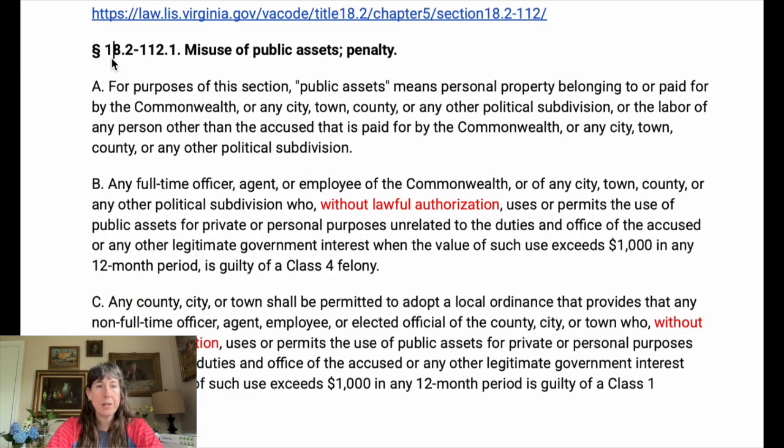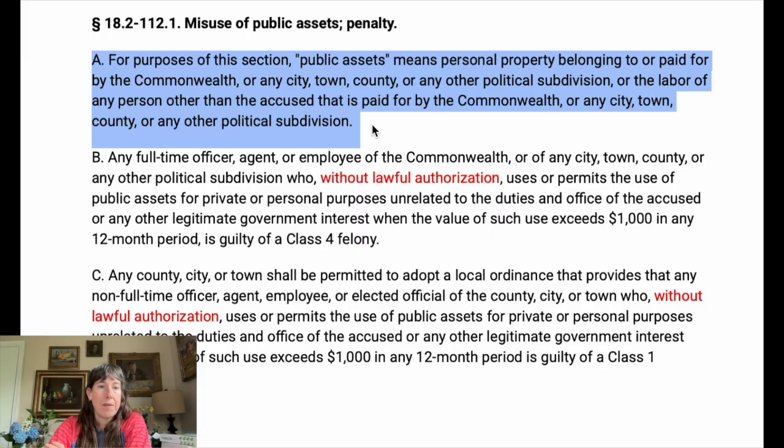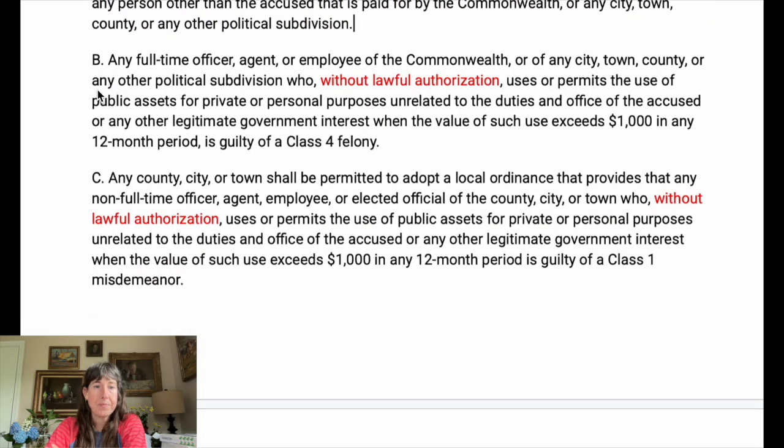The next one, 18.2-112.1, misuse of public assets penalty. It says here, for purposes of this section, public assets means personal property belonging to or paid for by the Commonwealth or any city, town, county, or other political subdivision, or the labor of any person other than the accused that is paid for by the Commonwealth or any city, town, county, or other political subdivision.